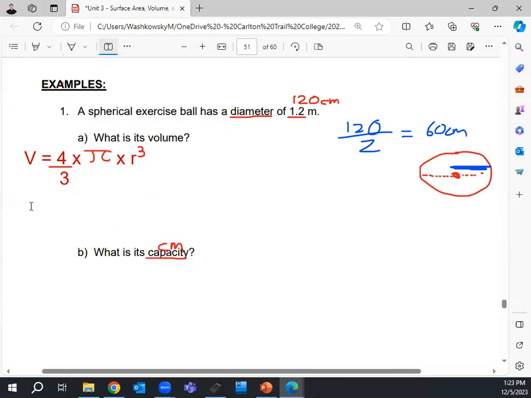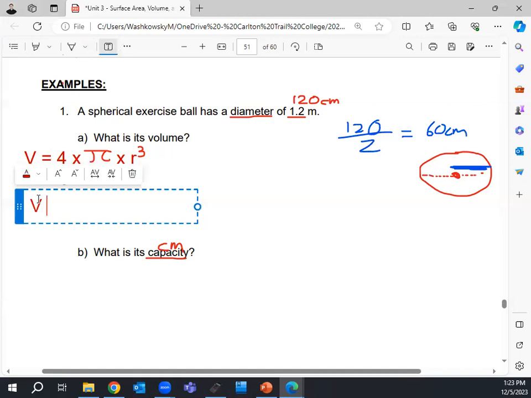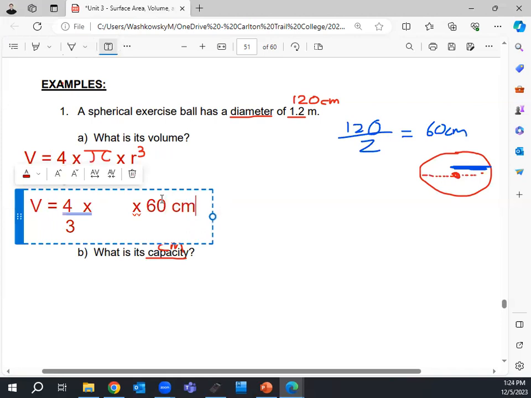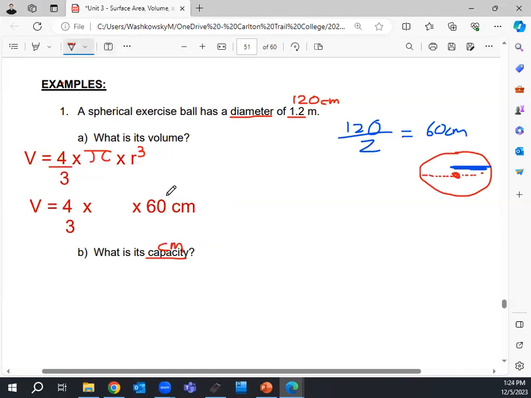So now I'm just going to quickly fill that in. It's the same formula: volume is equal to 4/3 times pi times, now not radius cubed, it's going to be 60 centimeters cubed.